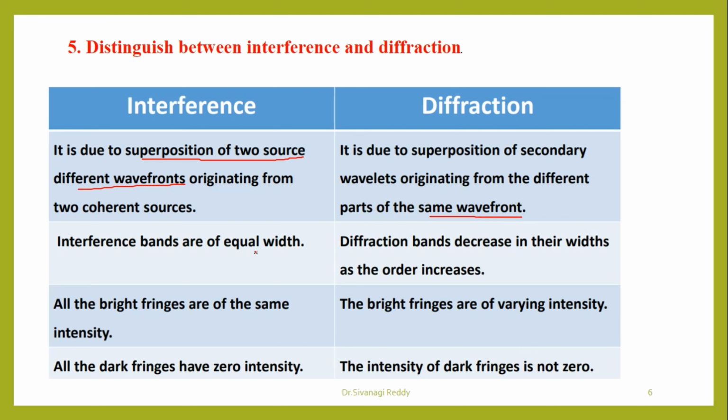Then interference bands are of equal width. When it comes to diffraction, the bands decrease in width as the order increases. In interference, all the bright fringes are of the same intensity. In diffraction, the bright fringes are of varying intensity. So intensity will vary for diffraction, and for interference it is constant. In diffraction, all the dark fringes have zero intensity. In interference, the intensity of dark fringes is not zero.